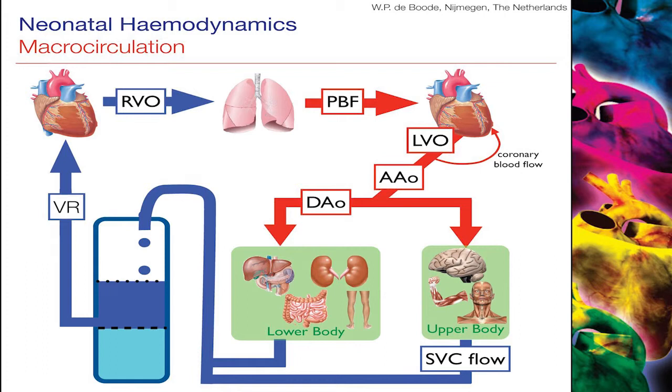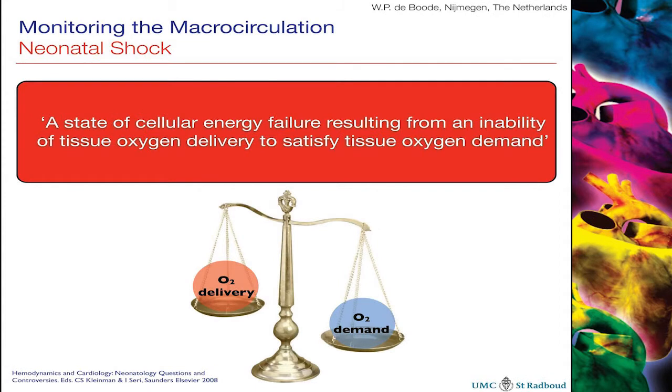This is what you've seen already in the former presentation. If you measure cardiac output or monitor the macrocirculation, there are several ways to measure it. You can measure right ventricle output, left ventricle output, aortic flow, ascending aorta, descending aorta, SVC flow. And what we're looking at, and we already addressed this issue, is we want to prevent neonatal shock.